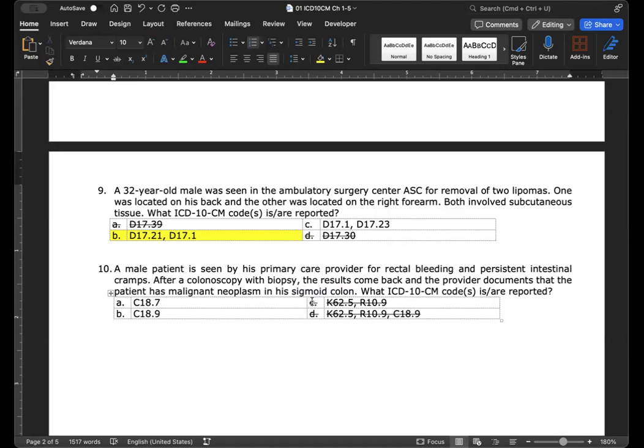And then it's a primary malignancy because they're not telling us that it metastasized or it spread from somewhere else. So we can assume that it's primary. So what code are we going to use for the primary malignancy?